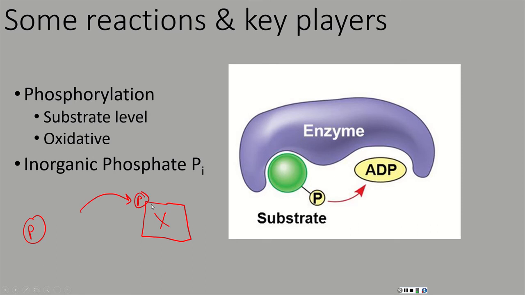So when we talk about this phosphate that isn't attached to anything, this inorganic phosphate, usually it is written as P with a little bitty i next to it. That means inorganic phosphate, and inorganic phosphate just means a phosphate group that is not attached to anything. And in oxidative phosphorylation, inorganic phosphate is attached to a molecule.